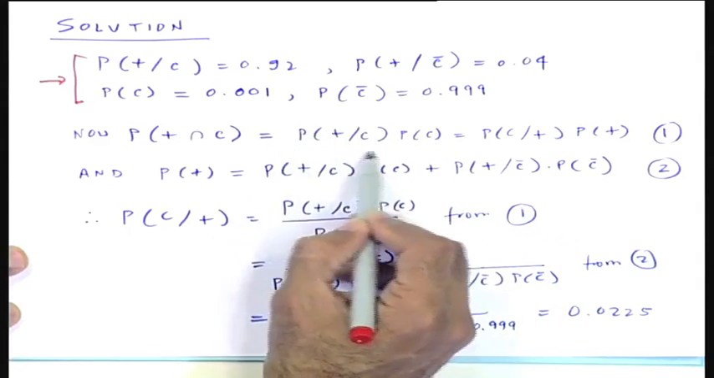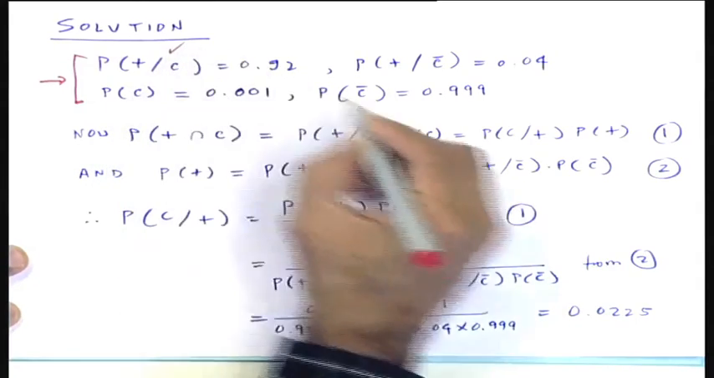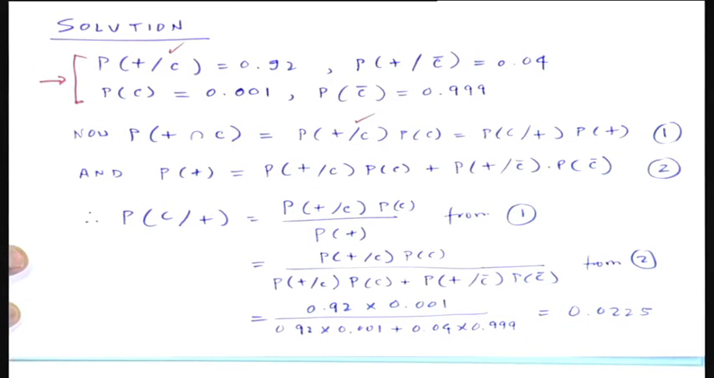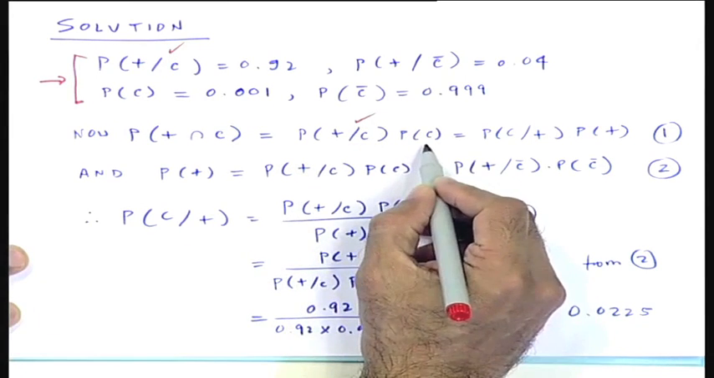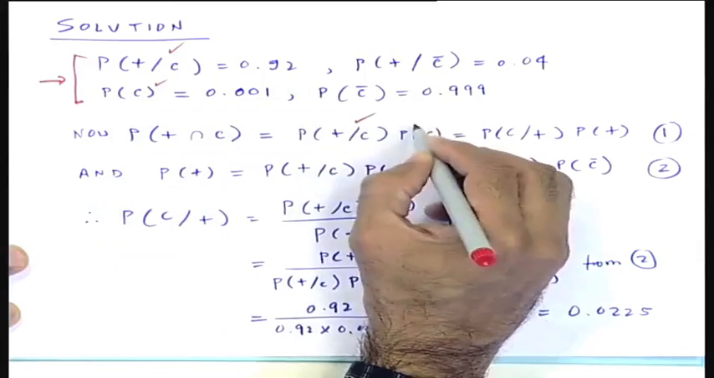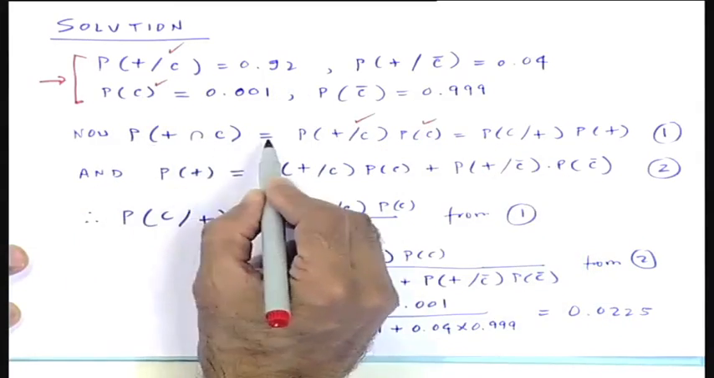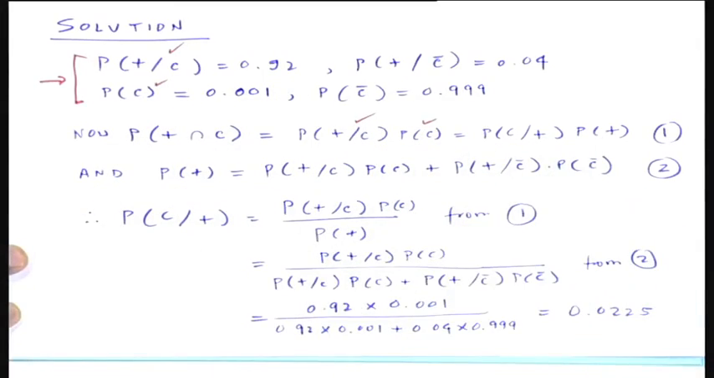Do I have this data? Yes, I have this data. Do I have this data? Yes, it's also given to me. So I can calculate this quantity. This quantity I can calculate without any trouble.